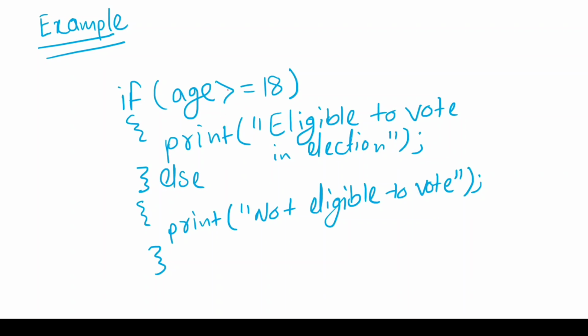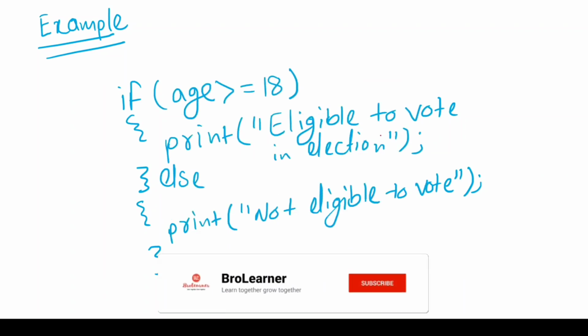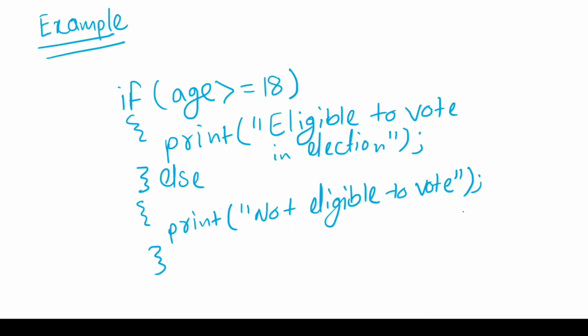Okay, now let's see one of the example. If age is greater than or equals to 18, you are eligible to vote. Else, you are not eligible to vote. In vote criteria, there is only two conditions. If age is greater than and equals to 18, then you are eligible to vote. Else, you are not eligible to vote if your age is 14 below 18. Okay, this is the if else application, you can say.